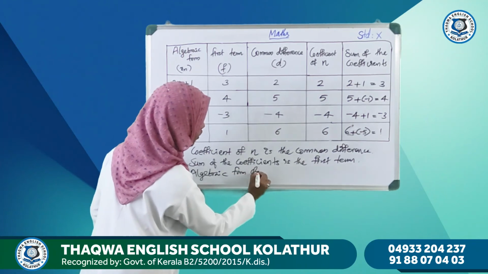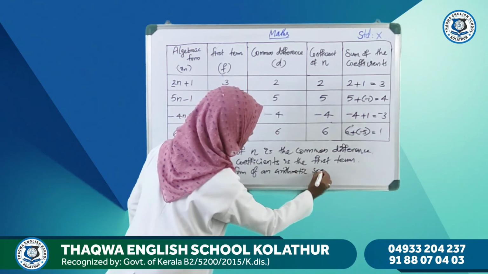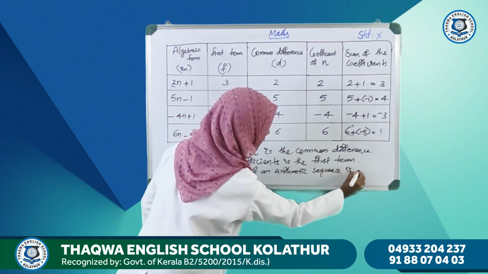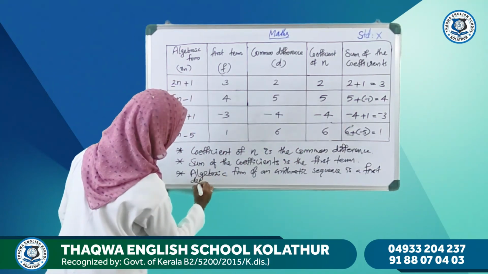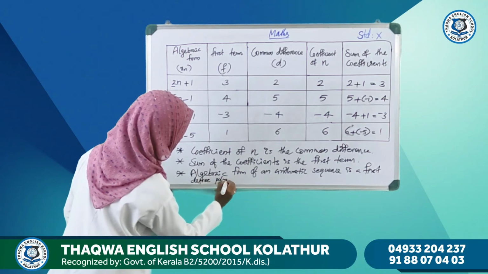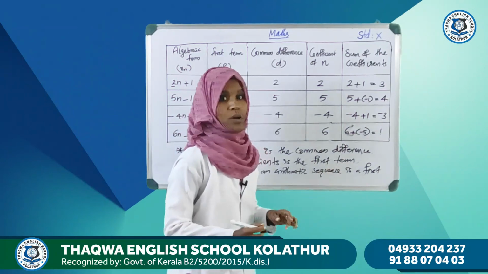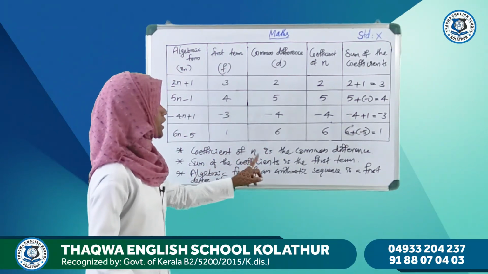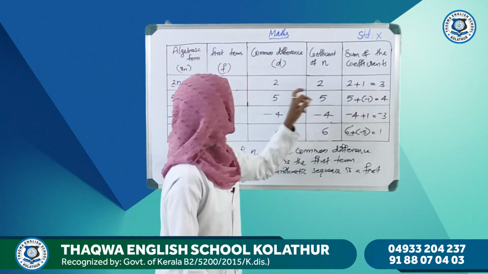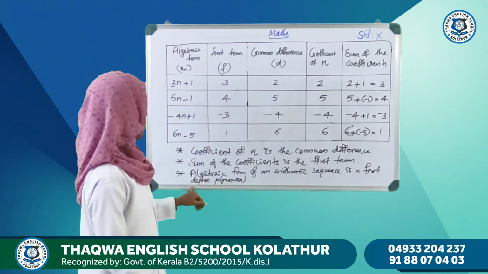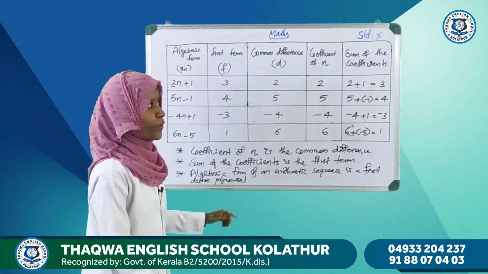Algebraic form of an arithmetic sequence is a first degree polynomial. Okay, so what are the conclusions? Coefficient of n is the common difference. Second one is sum of the coefficients is the first term. Now next, algebraic form of an arithmetic sequence is a first degree polynomial.